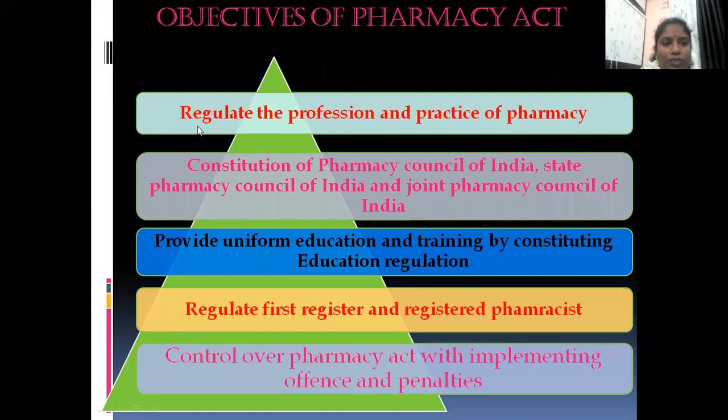So what are the objectives? The main objective is to regulate the profession and practice of pharmacy. How should the pharmacy profession be? How do we regulate it? What are the practical hours? What are the theory hours? What is the subject? What is the syllabus? How do we frame these subjects?